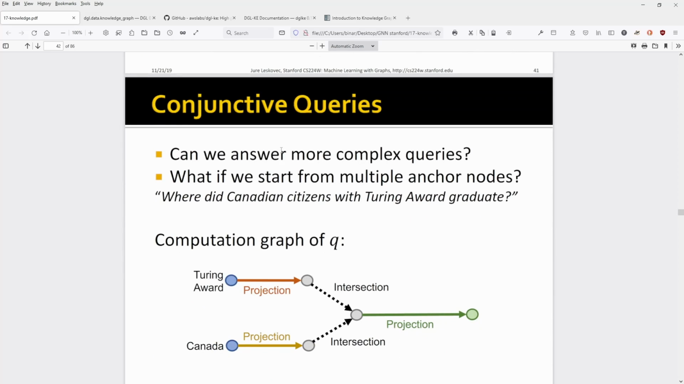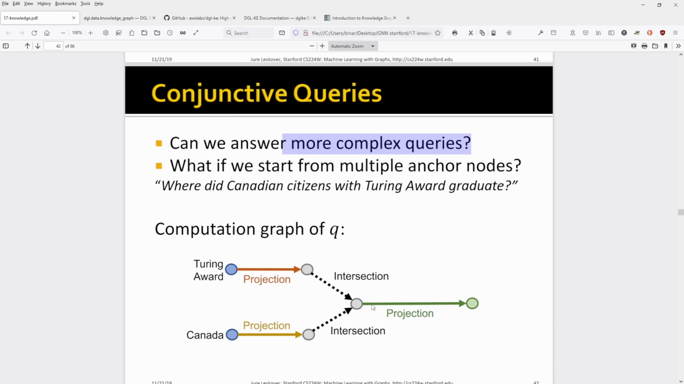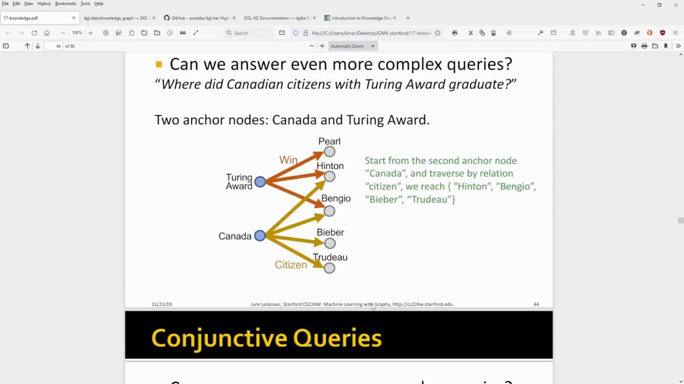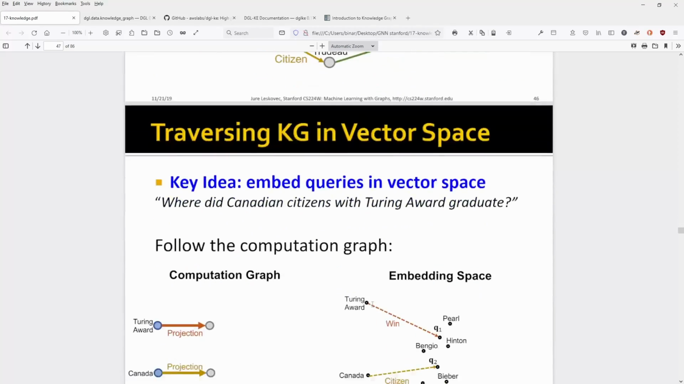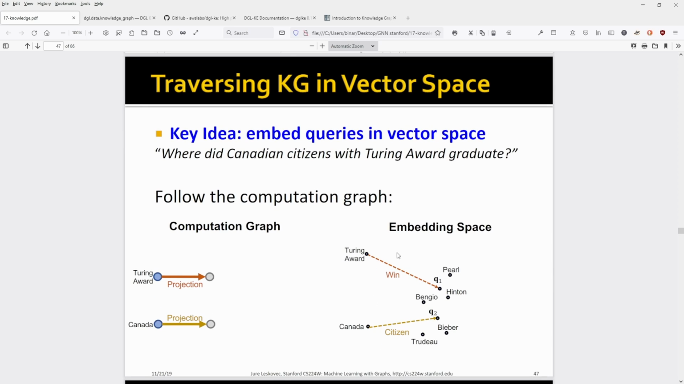So even if we have more complex, of course, you can add path plus path plus path. This is not so much of interest because this is just an n+1. But what is interesting here is now, where did Canadian citizens with the Turing Award graduate? So we have here a multitude of sub-answers we have to discover. So we have here the people with a Turing Award. These are those subset of people. And then we have people with Canadian citizenship. And then we have this subset.